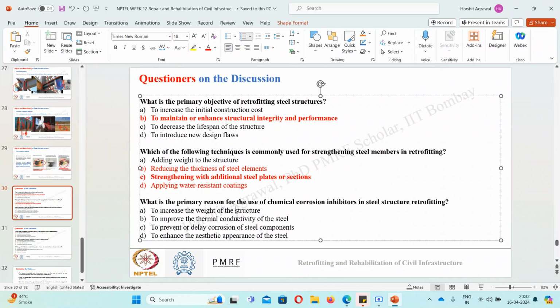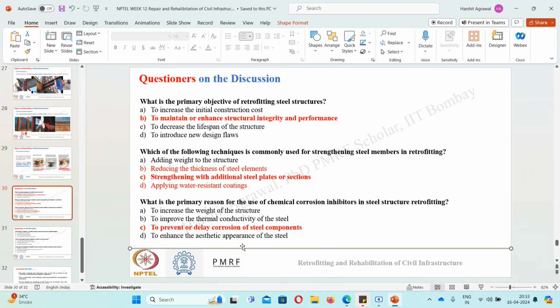Third, what is the primary reason for the use of chemical corrosion inhibitors in steel structure retrofitting? To increase the weight of the structure? No. To increase the thermal conductivity of steel? No. To prevent or delay corrosion in steel components? Yes, this is the correct answer. To enhance the aesthetic appearance? No. So how does this corrosion inhibitor work?